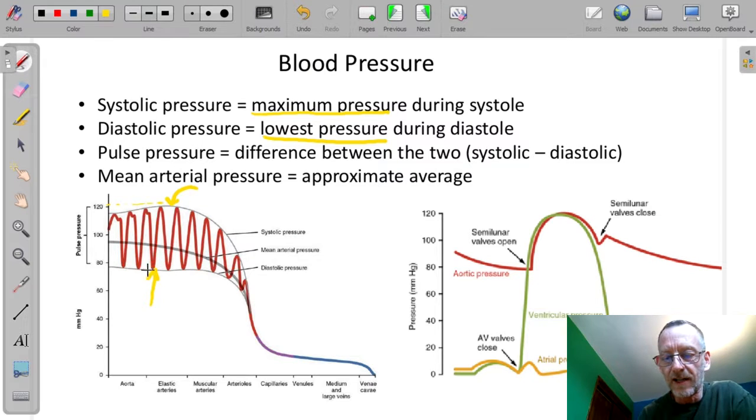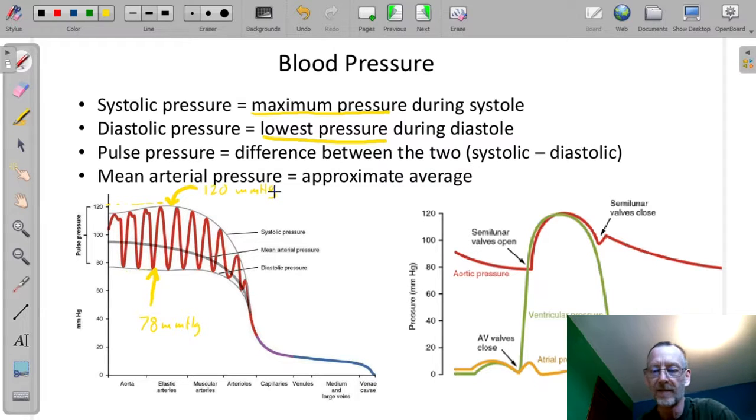And that looks like it's maybe 78 or so. So maybe 78 millimeters of mercury and 120 millimeters of mercury. So systolic is always the higher of the two. And when blood pressure is reported, it's systolic over diastolic, 120 over 78 in this case. The figure on the left is just a different way of showing the pressure curve.